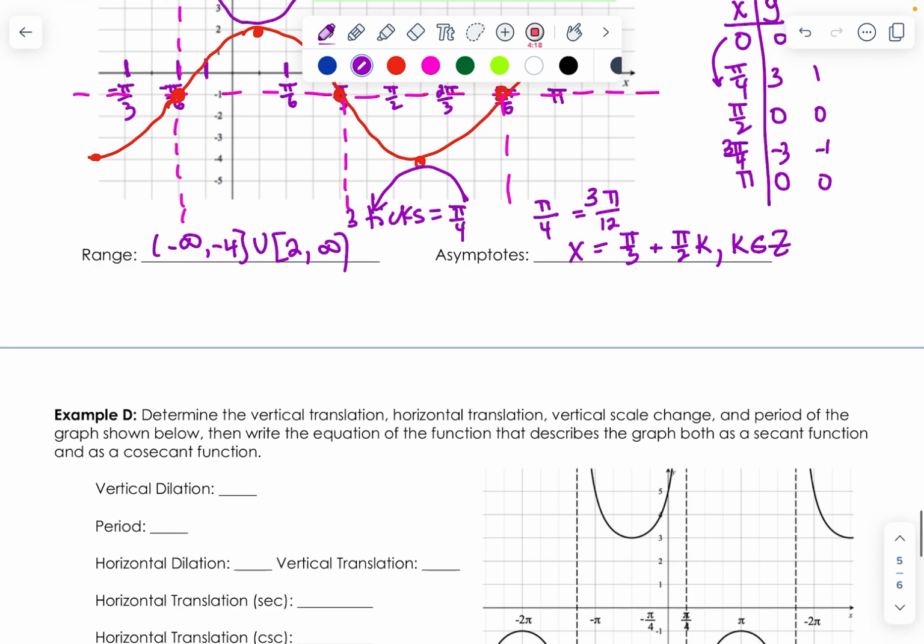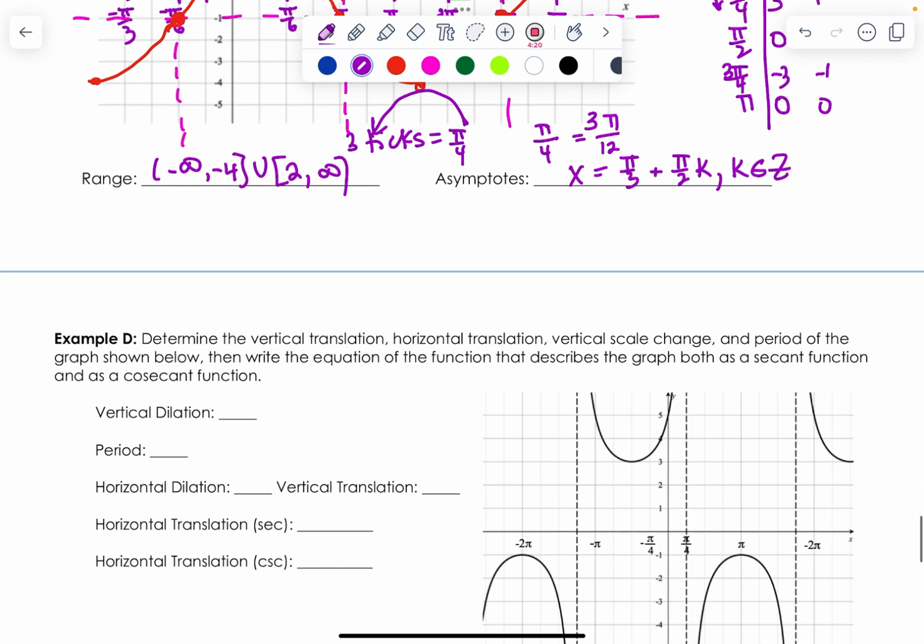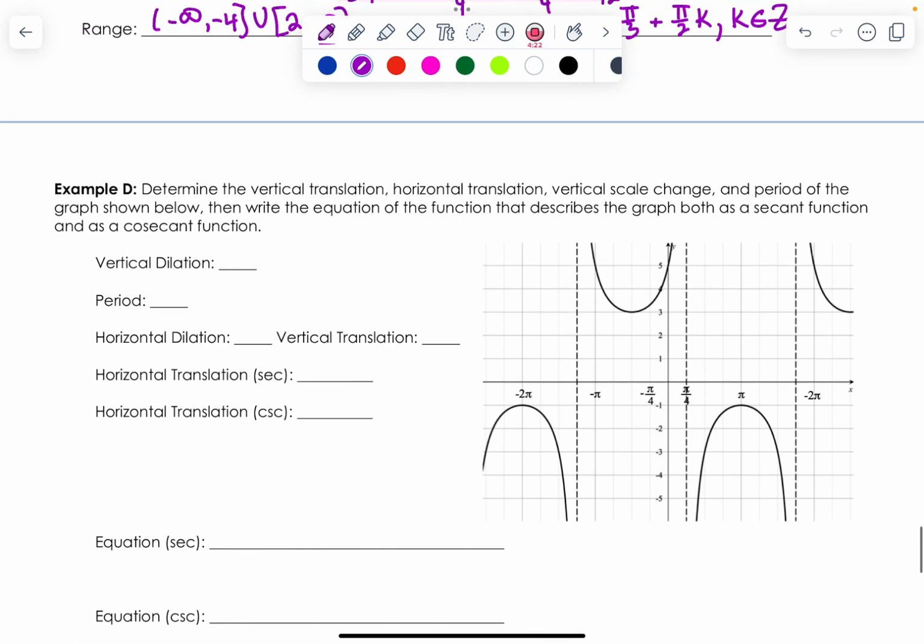Okay, let's try the next one. So this one, example D, says determine the vertical translation. So do you see it's going from negative 3 to negative 1, which is 4 units. So I can still draw that midline is going to be at y is 1. So that's going to be a vertical translation of 1.